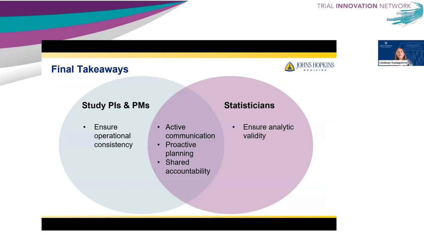So I want to leave you with these takeaways. Data integrity and trial operation success depend on active communication, proactive planning, and shared accountability across teams. Study PIs and project managers ensure operational consistency, and they keep the trial moving forward, while the statisticians ensure analytical validity. These roles have to work together because they depend on each other.